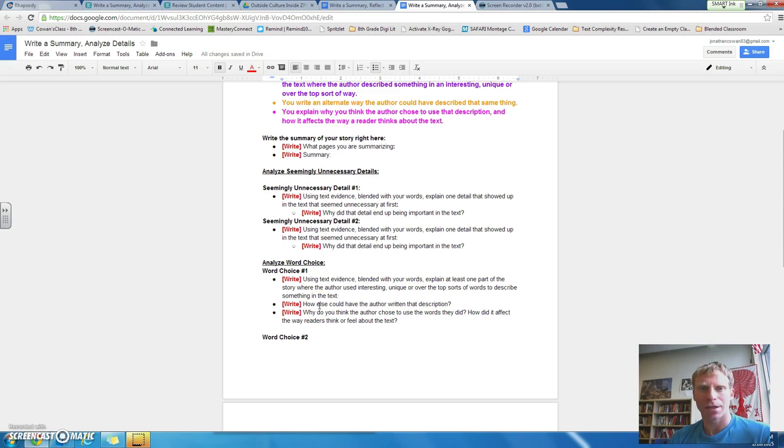And one way to think about it is, as you read, could they have described something in a more plain sort of way? If they could have, this would be a good detail to focus in on. Focus in on that description that wasn't so plain, a description that was kind of interesting or different. And then what you're going to write down here is how else could the author have written that description? Odds are you're going to write out a more plain description. Instead of a really interesting or unique way, what else could the author have written just to tell you the same information? And then you're going to start thinking about why did the author choose to use those words?